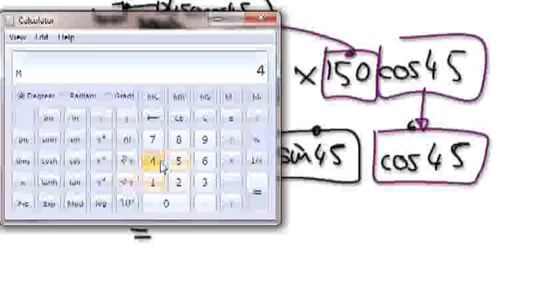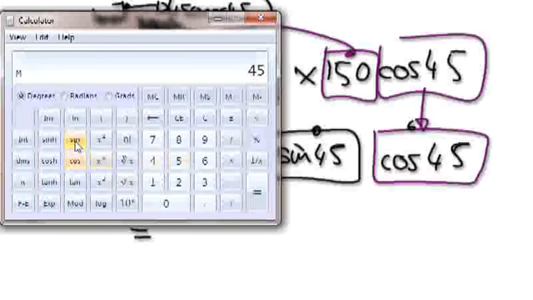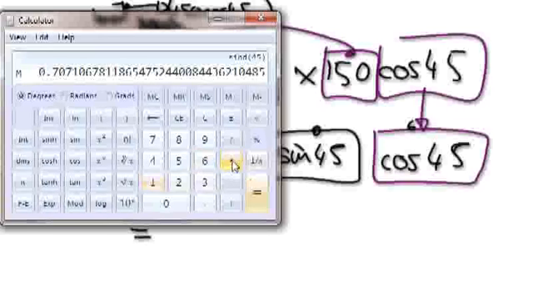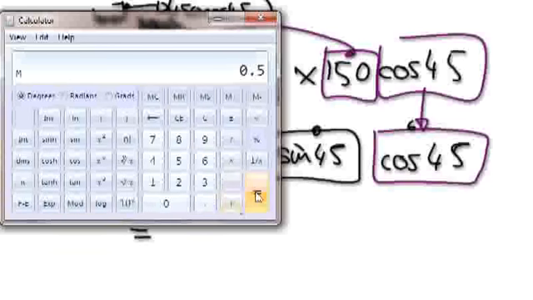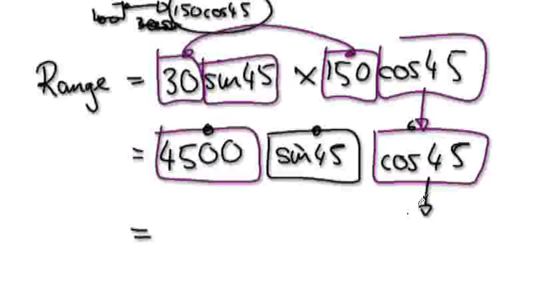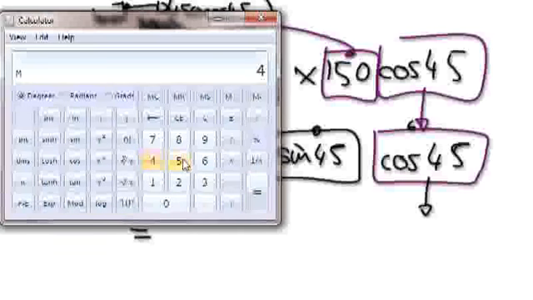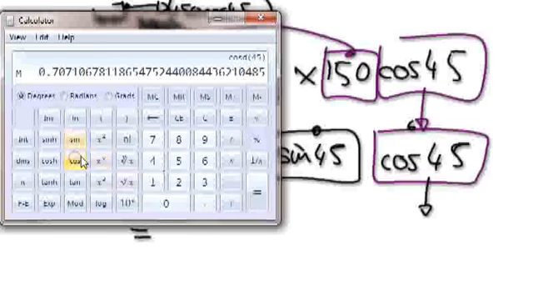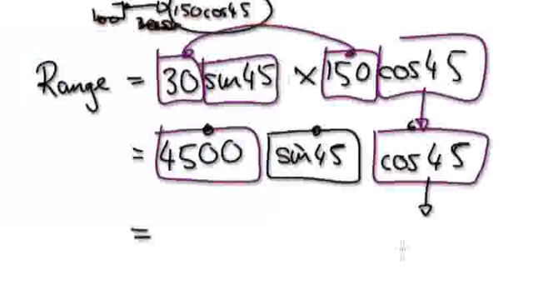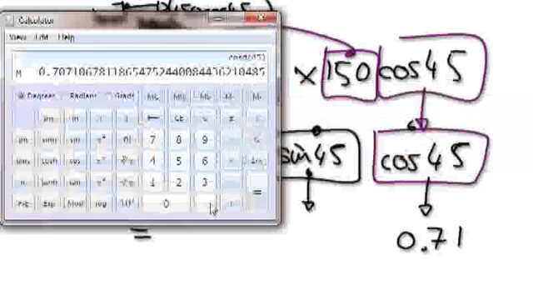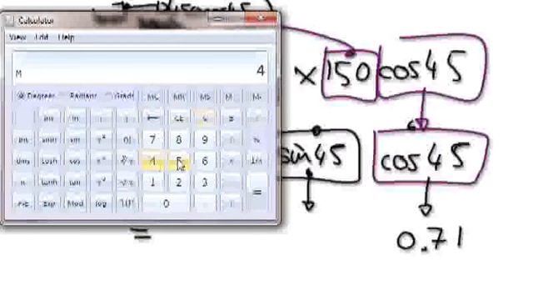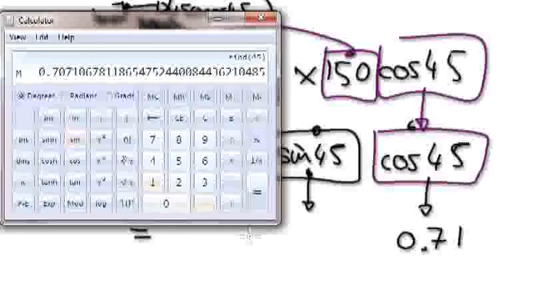Okay, so now I'm doing 45 sin, and then I'm going to times my memory, memory reveal, equals this. Hang on, let me do it again. I'm going to do it the long way. Cos 45 equals 0.71. Now I'm going to do sin 45. Clear this. Sin 45 equals this.